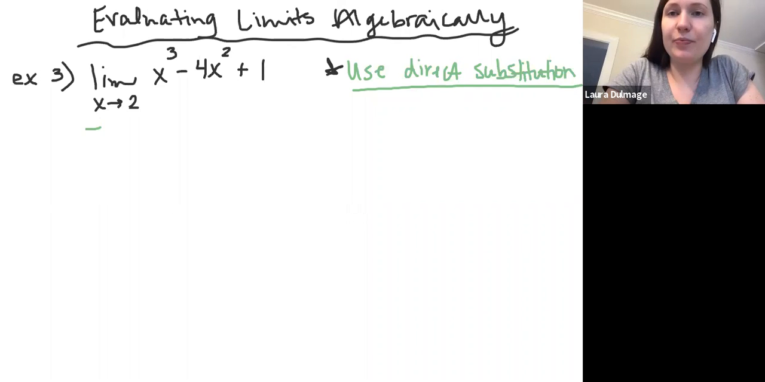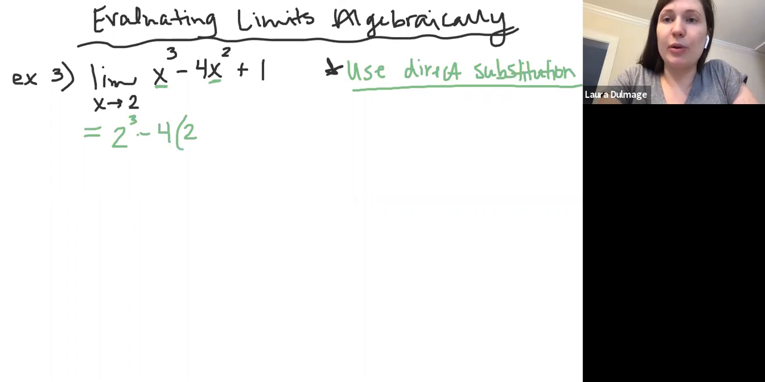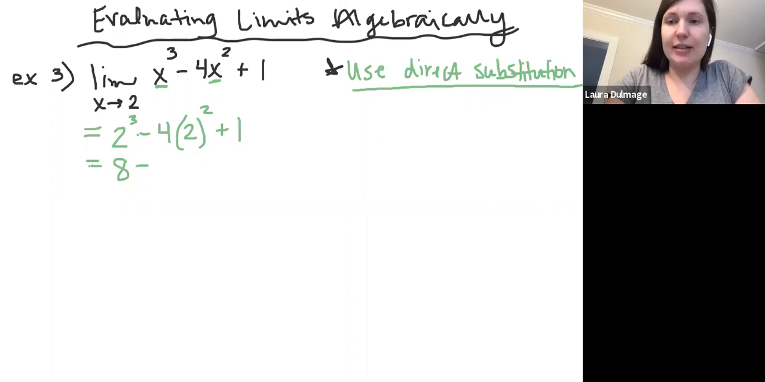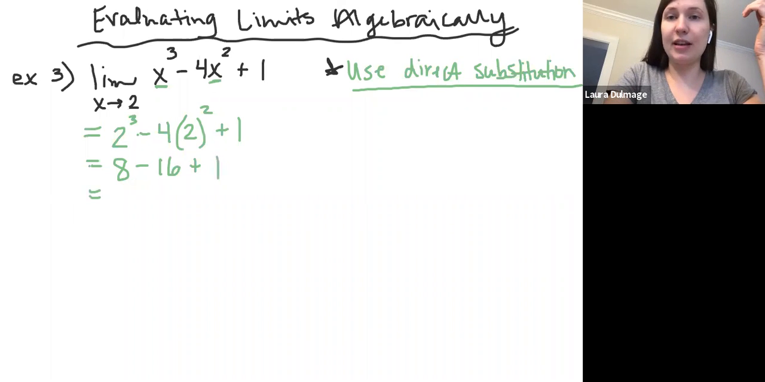So let's plug in 2. So I'm going to plug 2 in here and here. So I'm literally going to just directly substitute 2 in for x. So I'm going to have 2 cubed minus 4 times 2 squared, PEMDAS, right, plus 1. So this will give us 8 minus, we square first, right? So that's 4 times 4, so that's 16. So we'll have negative 8 plus 1, so this is negative 7.